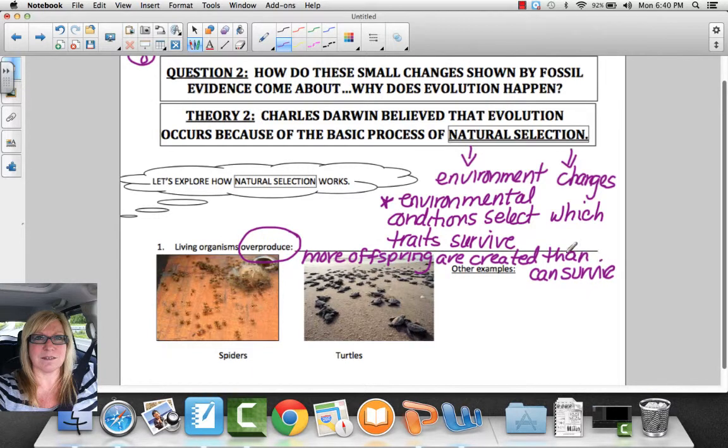So here's a couple of examples. Spiders, turtles. Everyone knows turtles mass produce. Some other examples are mice, rats, ants, bacteria, fruit flies, mosquitoes. All right, that's enough examples.